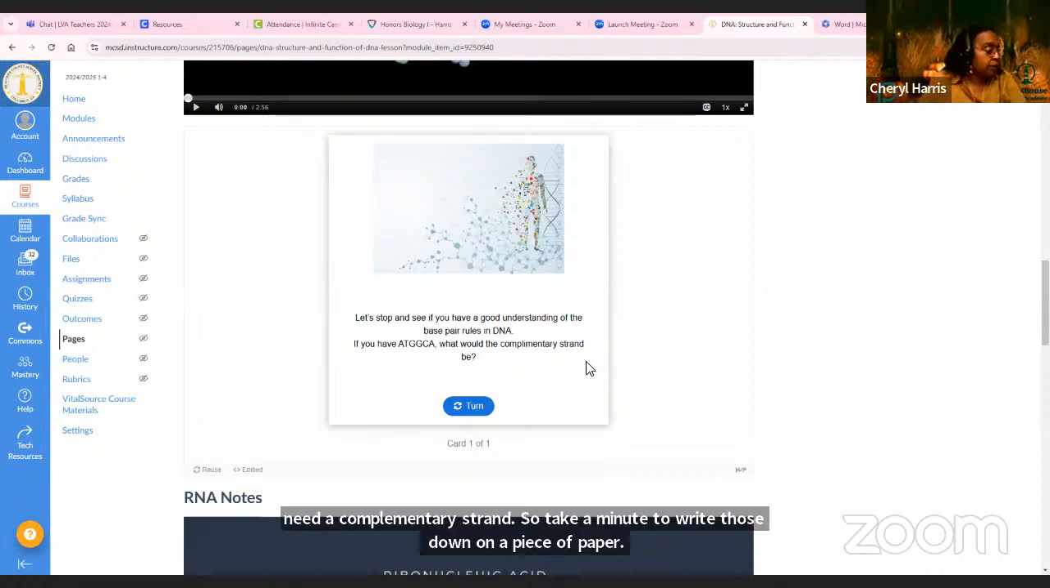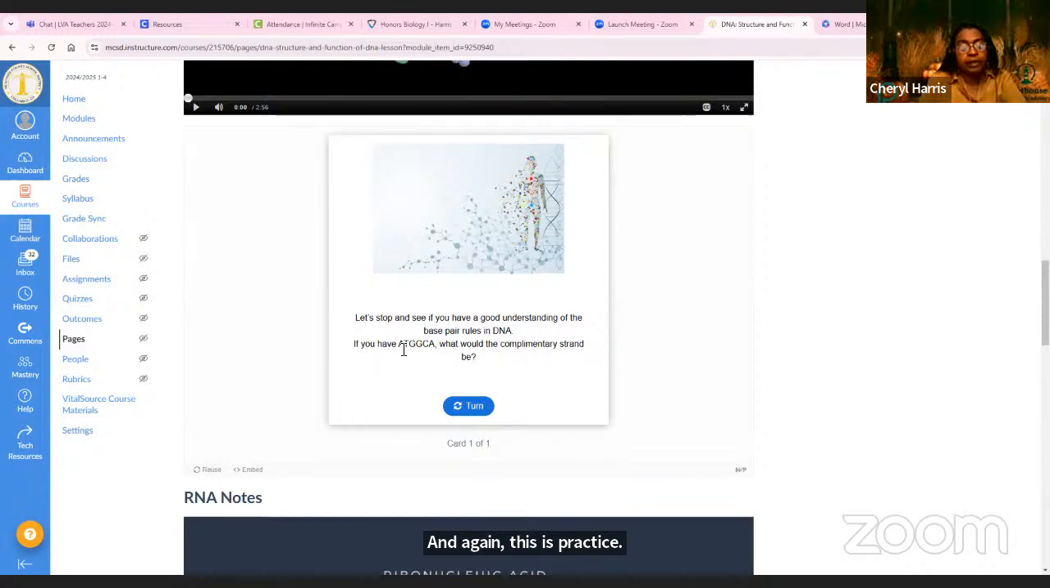And again, this is practice. Again, write down, and you don't have to write the whole thing. Only you're writing is GCA. All right, so complementary means what is going to match. Every time you have an A, what is going to match. Every time you have a T, what is going to match, and so on.